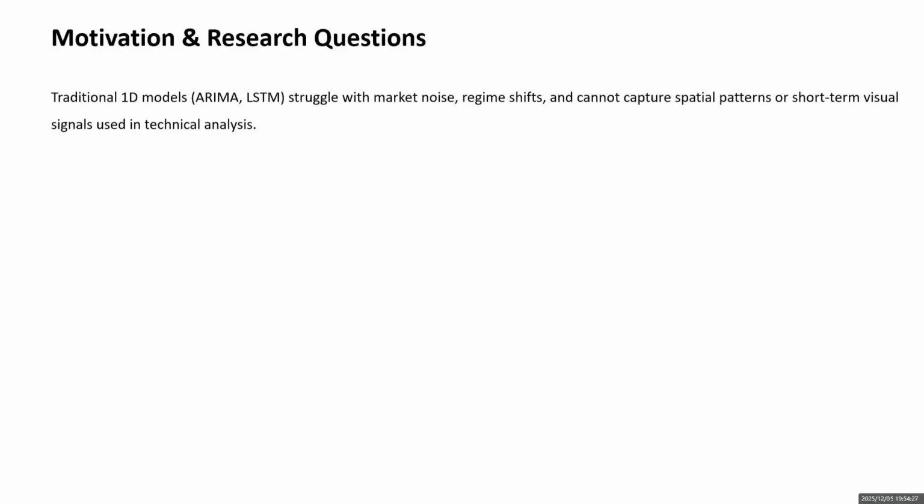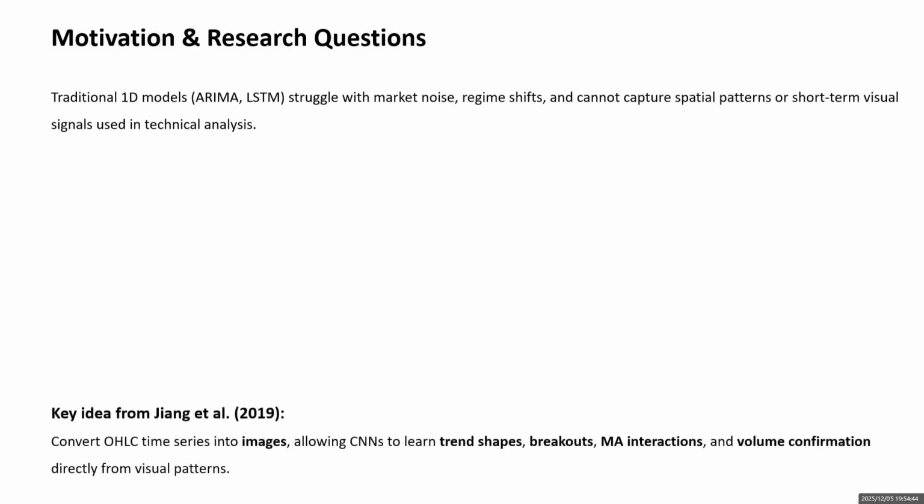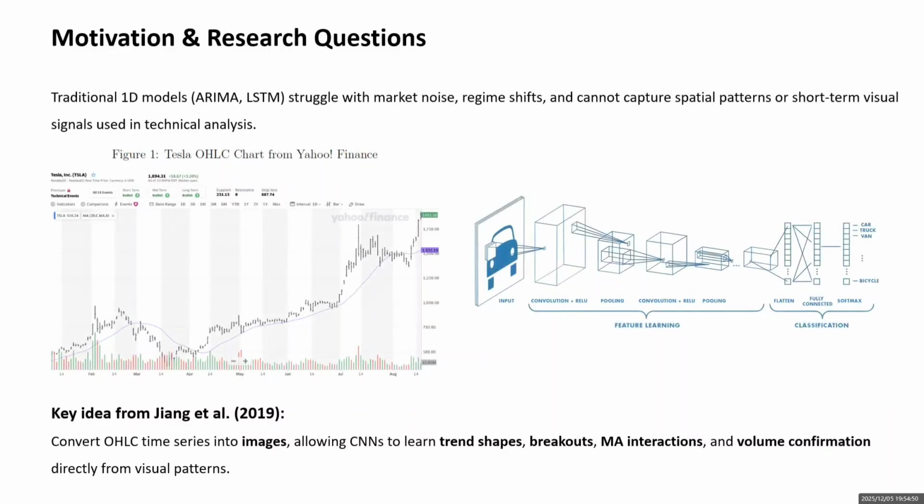So first, why did we choose this topic? As we all know, traditional 1D models like ARIMA and LSTM often struggle with market noise and cannot capture the spatial patterns that human traders see in the charts. So our core idea, inspired by Zhang's paper, is to convert financial time series into images. This allows us to use a convolutional neural network to see technical patterns like trend shapes and volume confirmation directly.